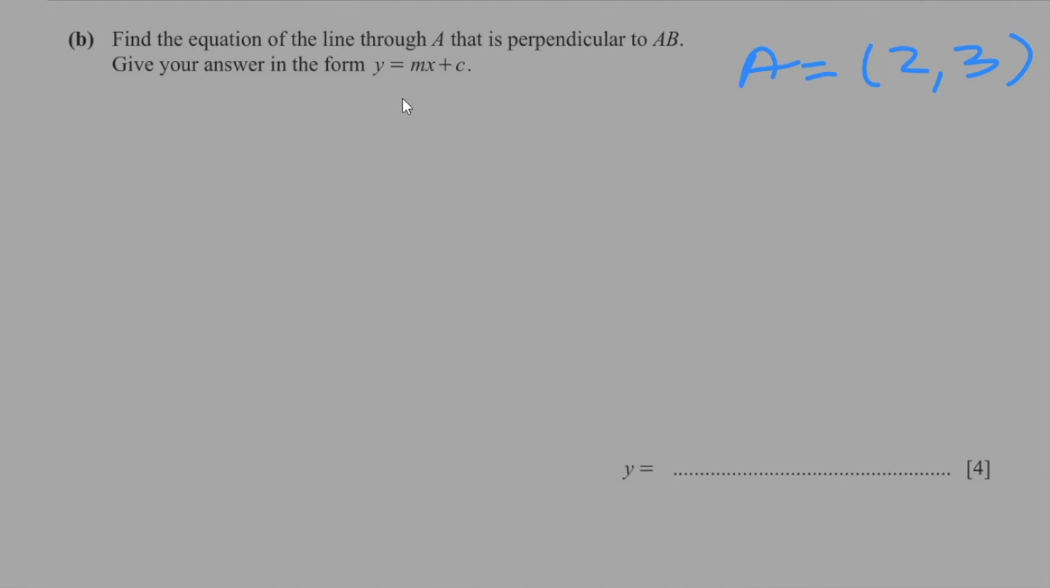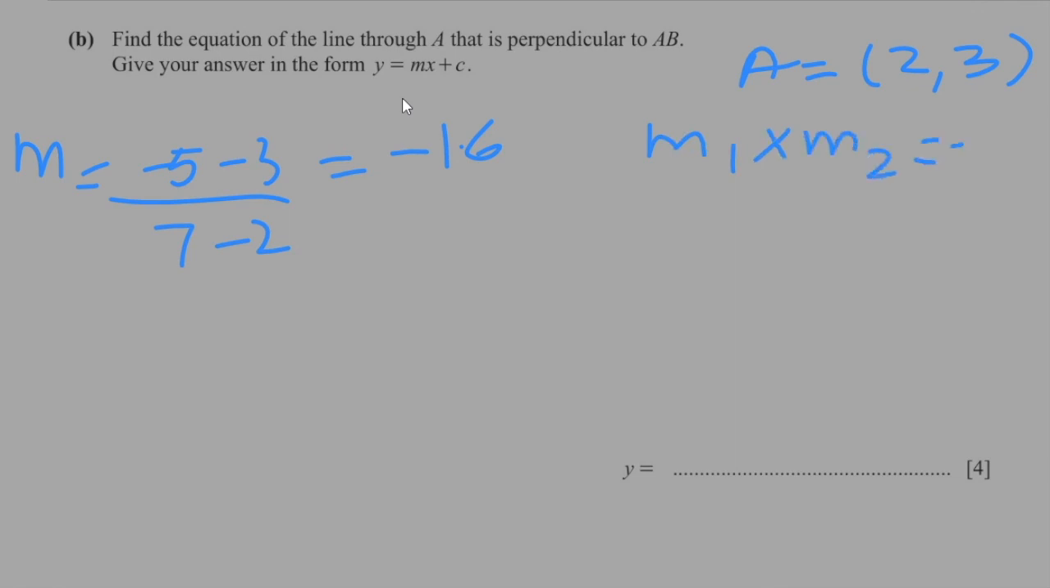So the gradient of the first line is equal to y2 minus y1 divided by x2 minus x1, and that is equal to -1.6. And two lines which are perpendicular have the product of their gradients as -1. So that should mean m2, the gradient of the second line, is equal to -1 divided by -1.6. And so m2 is equal to 5 over 8.